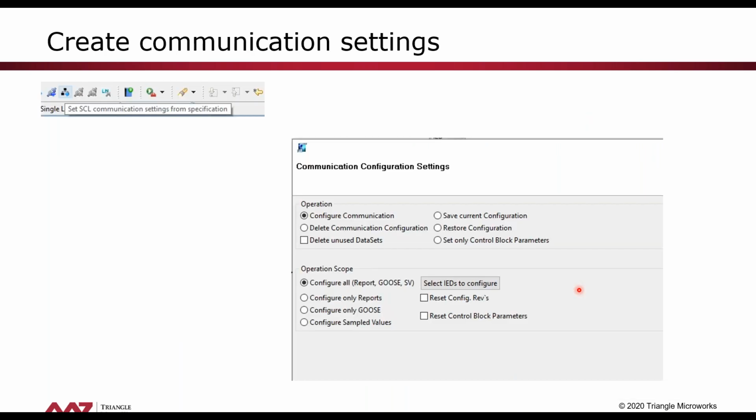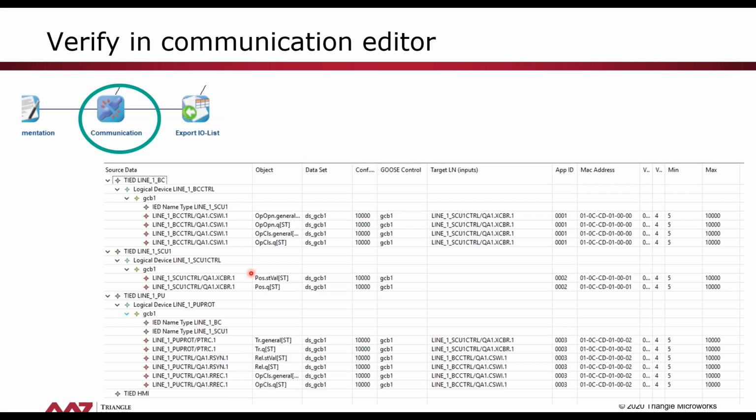And then we click OK, and the last step is fully automatic in this tool. It's the magic button that we can select, which sets the communication settings from specification. We can select if we want to configure all IEDs, all reports, GOOSE, sampled values. So it's taking the specifications we made for the schemes with the wires that we connected between the sending and the receiving function. It considers the inputs that we configured to the HMI, and then it generates automatically all the control blocks we need. And we can verify that in the communication editor, which is another tool.